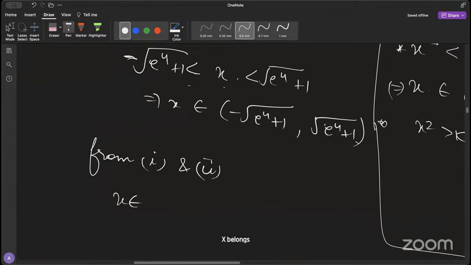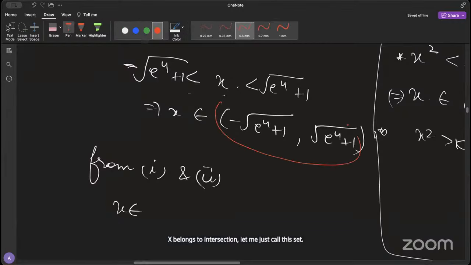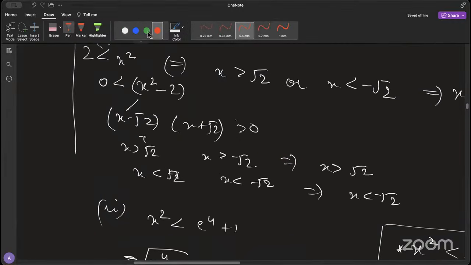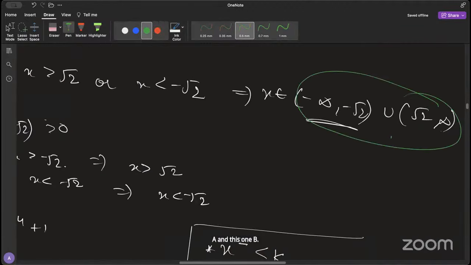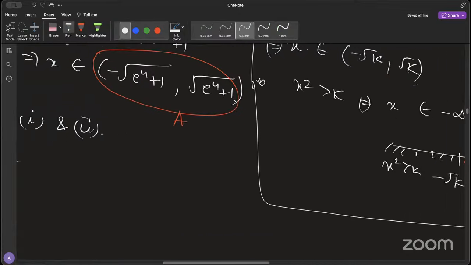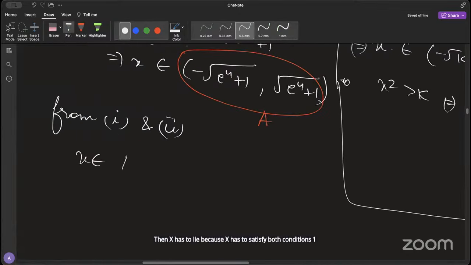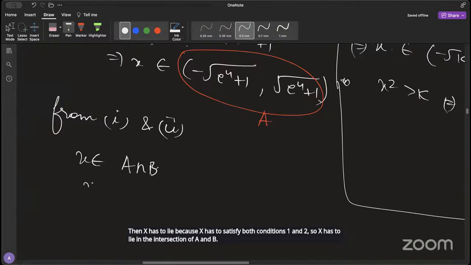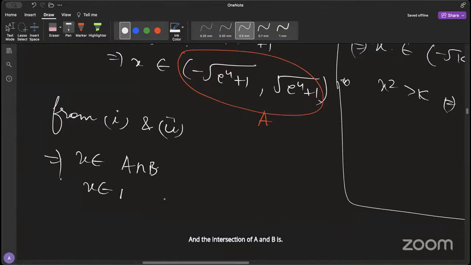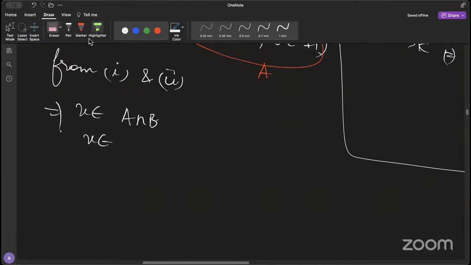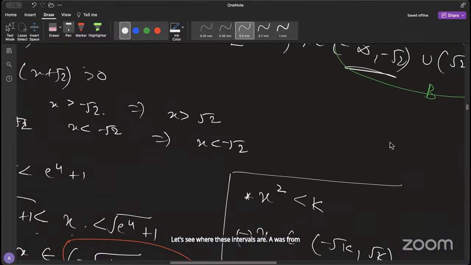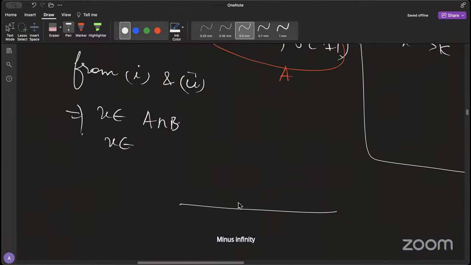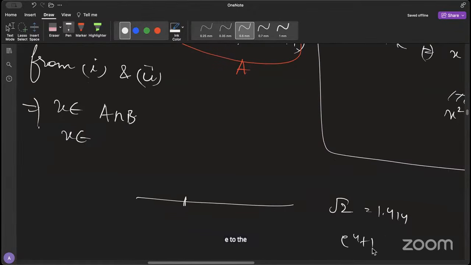Let me call this set A and this one B. Then x has to lie in the intersection of A and B, because x has to satisfy both conditions 1 and 2. Let's see where these intervals are. A was from minus infinity to minus root 2, and root 2 to infinity. Root 2 is 1.414. You can check this. And e to the power 4 plus 1.